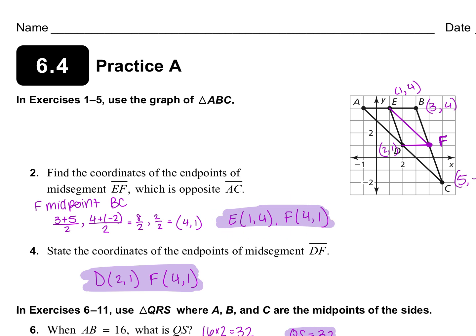Number 4 says state the coordinates of endpoints of mid-segment DF. Again, we already found F. We just have to find the coordinates for D, which is 2, 1, which is your answer. So this one, you're kind of just looking at the graph.